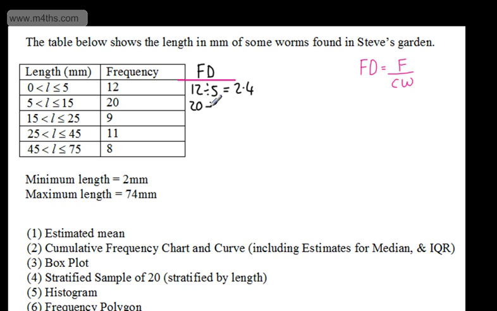The class width, sometimes people say this is 15. It's not. The class width is 10, and that's going to give me a frequency density of 2, or 2.0. What we have here now is a frequency of 9, and we have a class width of 10. So on this one right here, we need to do 9, which is a frequency, divided by the class width. The class width is 10, and that's going to give me 0.9.